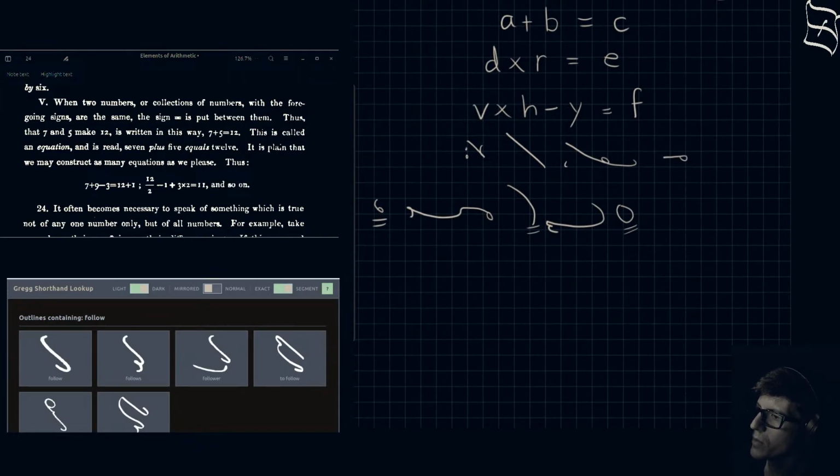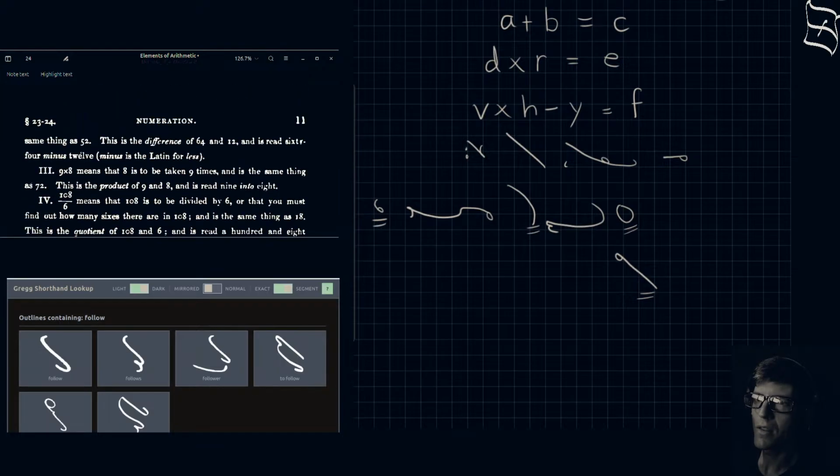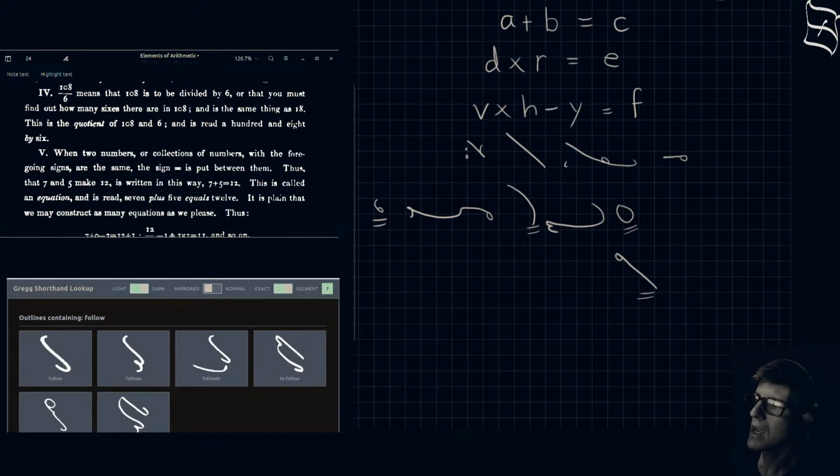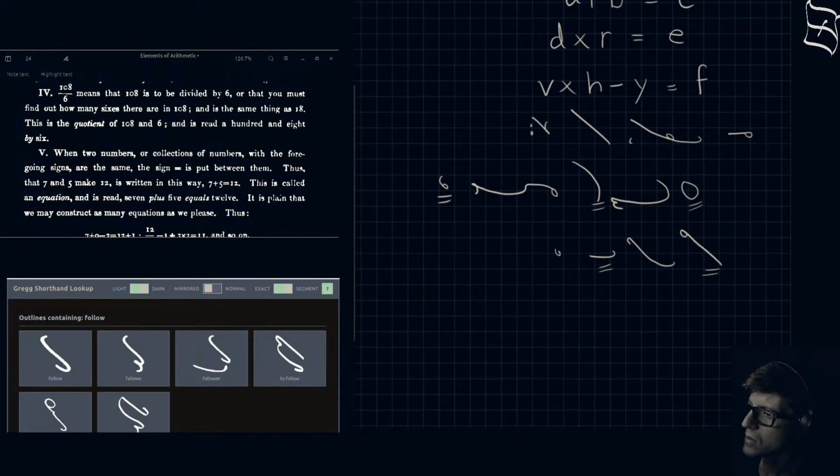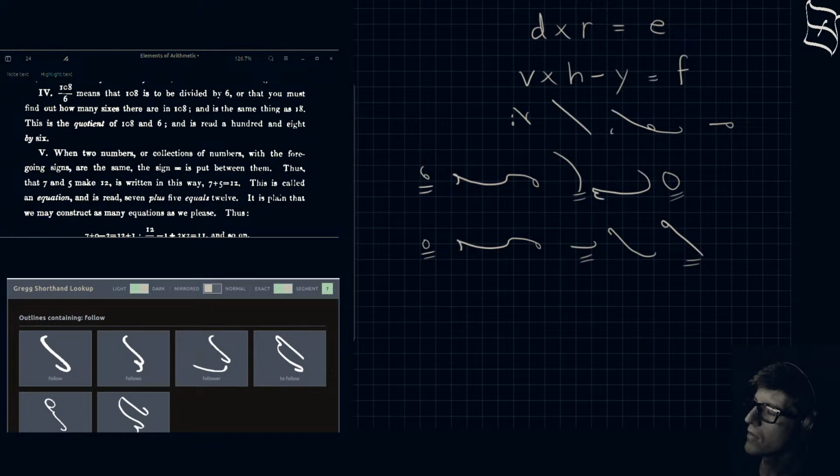Our next one would be D times, or D into, right? I think the term he uses is D into, yeah. So we have D into R. D into R equals E. And then our final one is V into H minus Y.